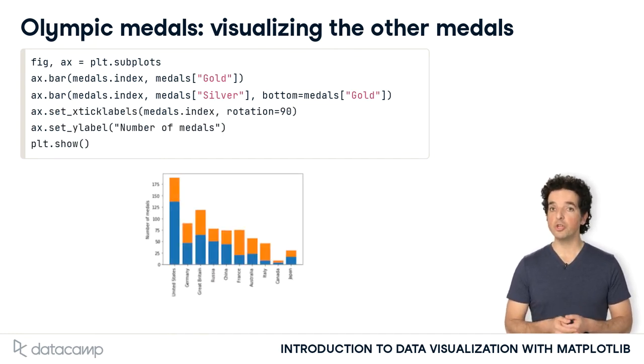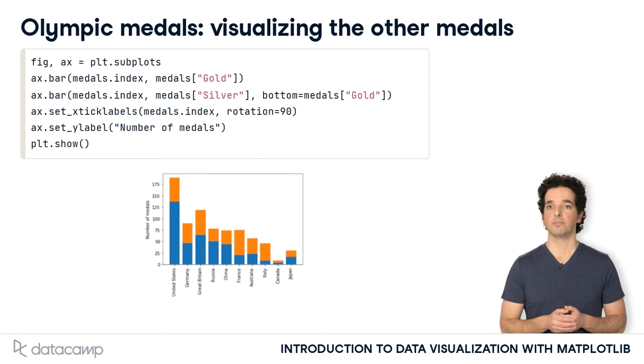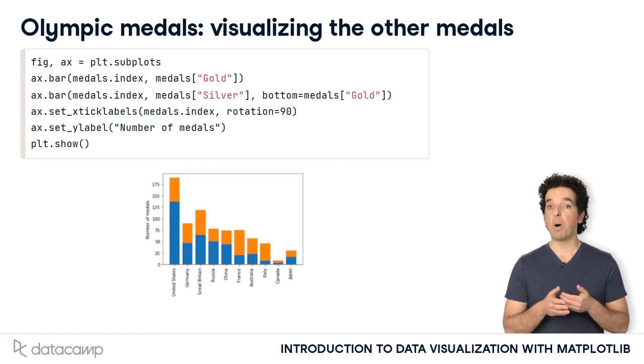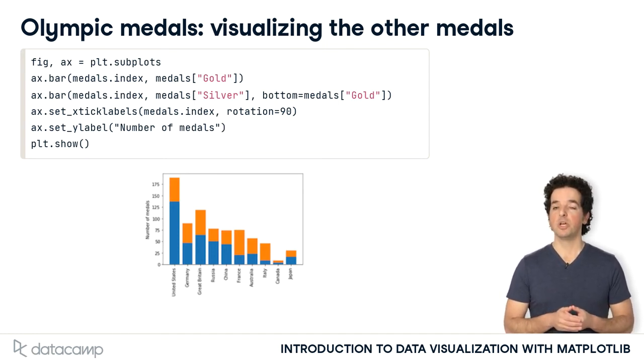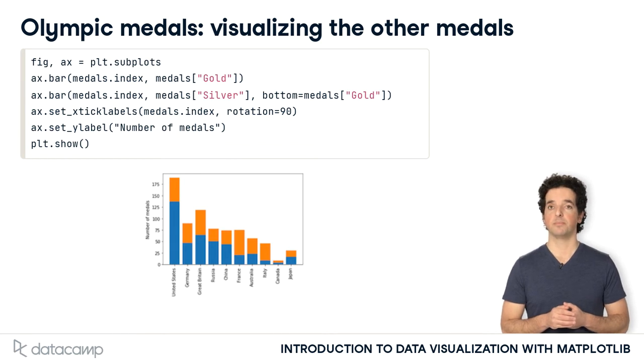Next, we add another call to the bar method to add the data from the silver column of the data frame. We add the bottom keyword argument to tell Matplotlib that the bottom of this column's data should be at the height of the previous column's data. We add the x-axis tick labels, rotating them by 90 degrees, set the y-axis labels, and call plt.show.